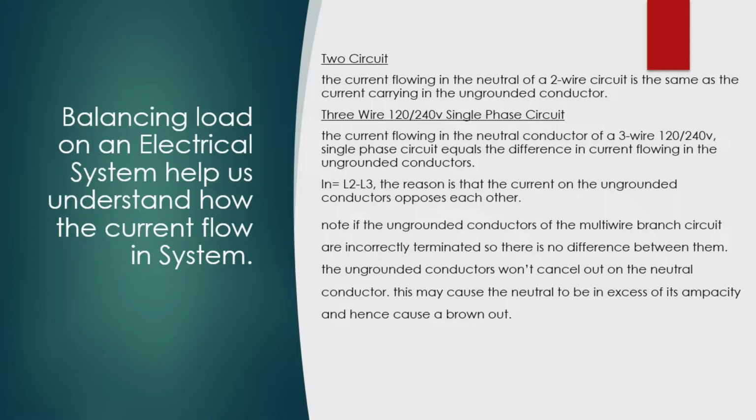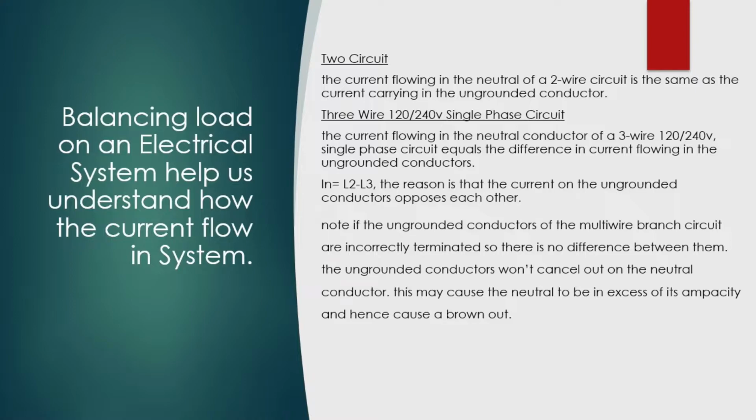The three-wire 120/240 single phase circuit: the current flowing in the neutral of the three-wire 120/240 single phase circuit equals the difference in the current flowing in the ungrounded conductors. So the three-wire 120/240 single phase will carry two phases, maybe line 1 and 2, or 2 and 3. In some cases, the three wires are derived from four-wire circuits. The difference in the two lines is going to result in your neutral.